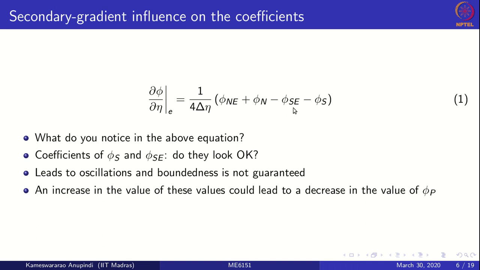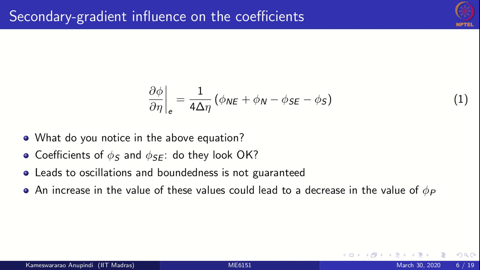Because an increase in the value of phi southeast or phi south could lead to a decrease in the value of phi p at the next iteration, right? So this leads to oscillations, and as a result, the boundedness property is not guaranteed. If you go back, all the coefficients we had before were all positive, right?